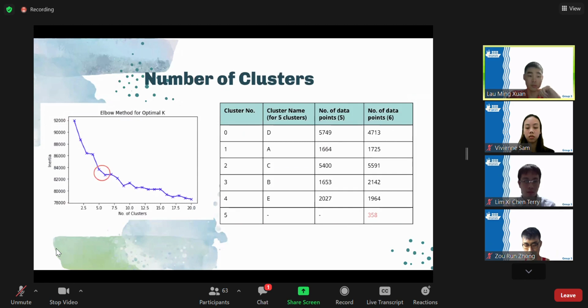To find the optimal number of clusters to use, we first plotted the elbow graph. The elbow seems to be around the 5 or 6 clusters area. After trying out both variations, we decided to use 5 clusters as there were no clusters that were significantly smaller than the others. All the clusters have at least 1,000 data points.